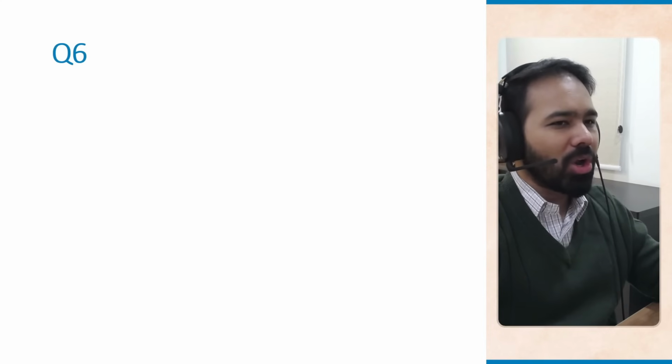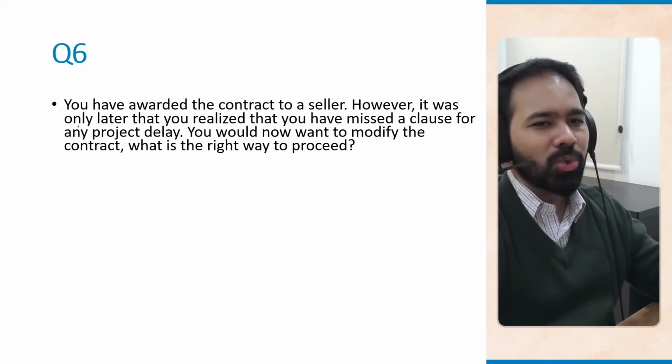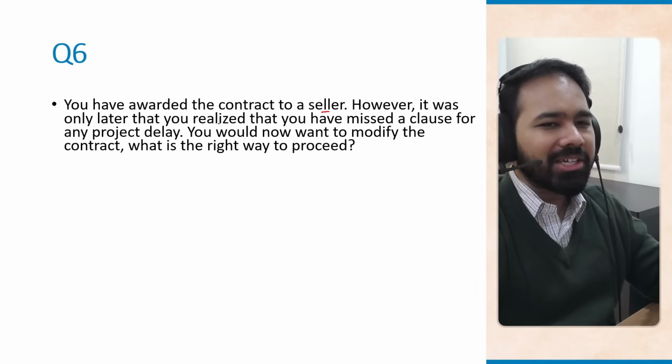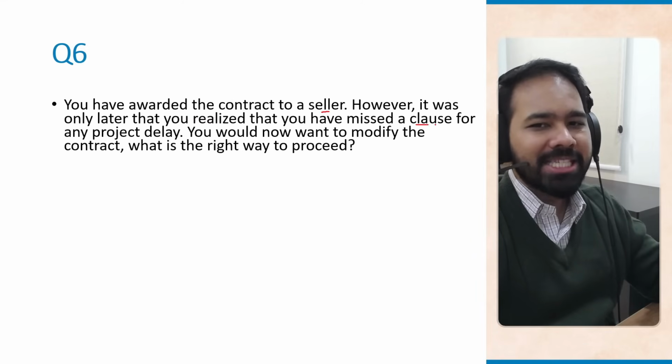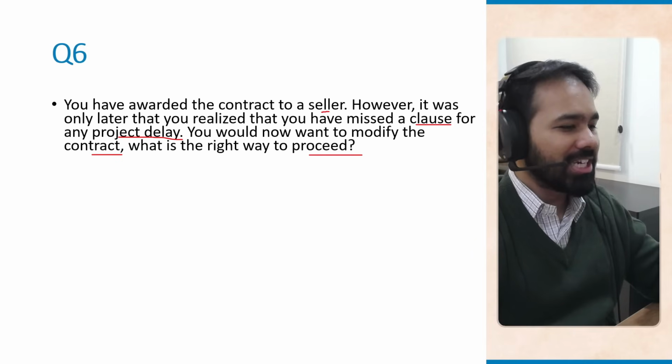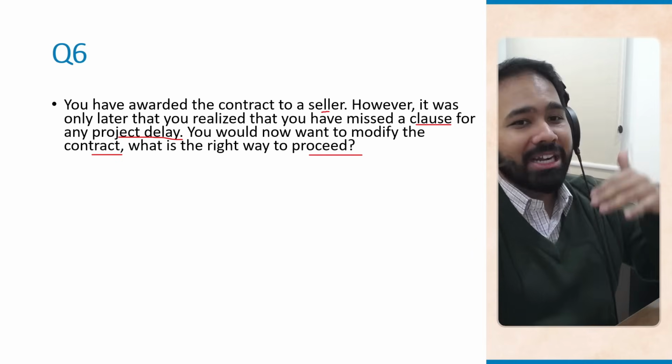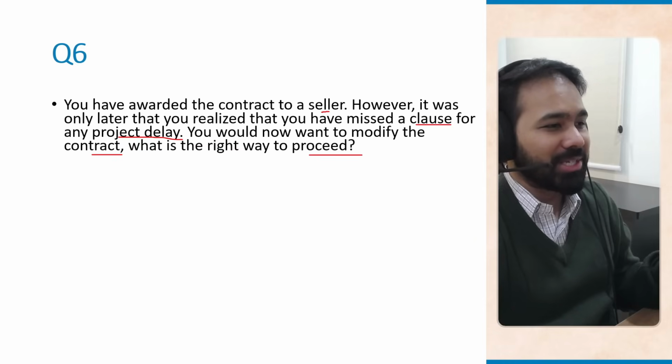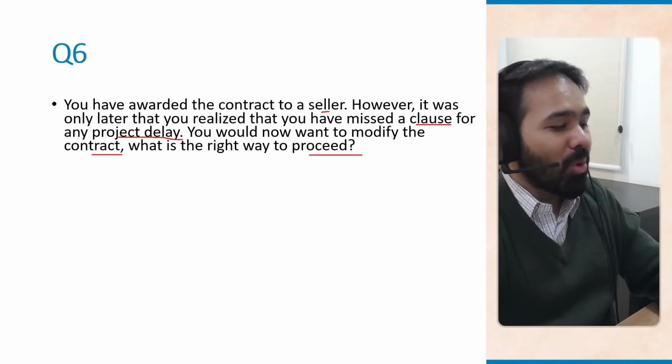Okay, let's move on to question number 6. You have awarded the contract to a seller. Okay. However, it was only later that you realized that you have missed a clause for any project delay. Now you would want to modify the contract. What is the right way to proceed? Interesting question, right? So you've already awarded the contract to a seller and now you want to modify the contract.